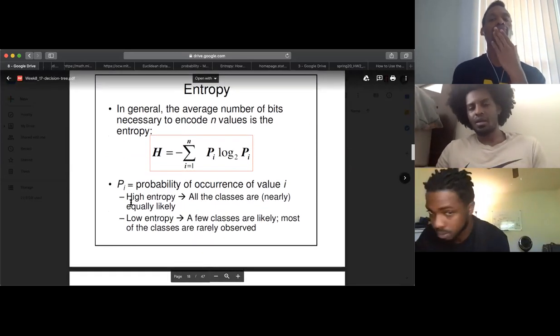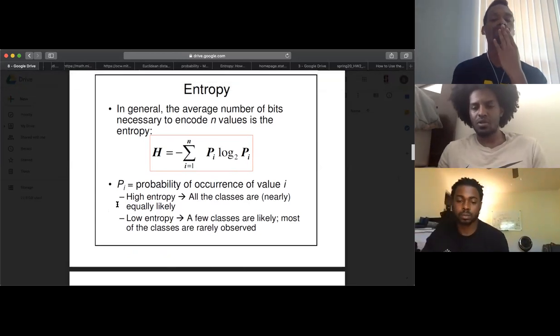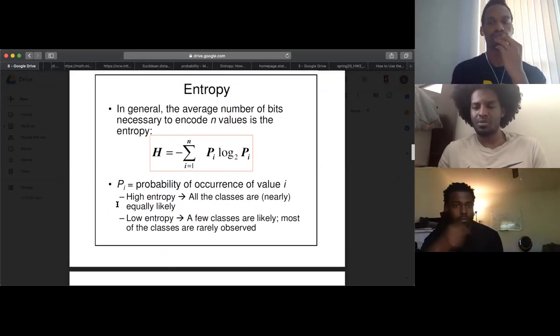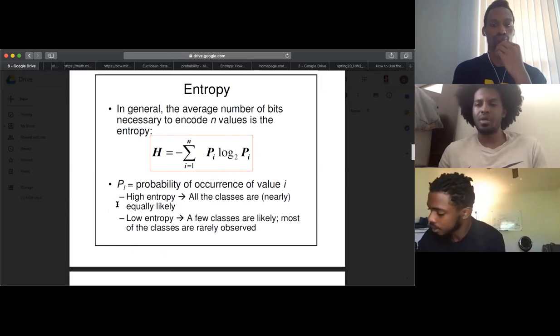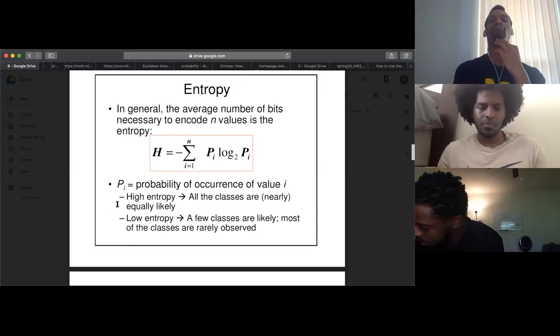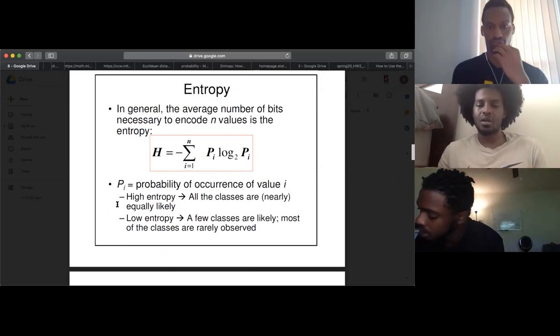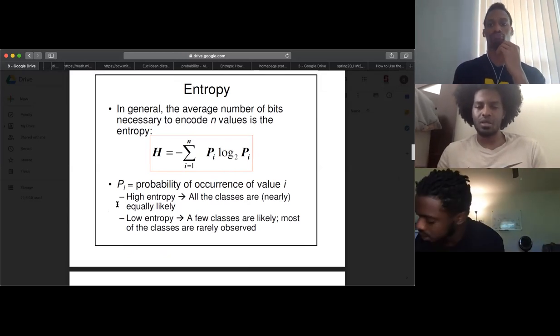A high entropy means all classes are nearly equally likely, so it would obviously be a very bad classifier because it's no better than guessing. A low entropy says that a lot of these classes are very unlikely, and a few classes are very likely.